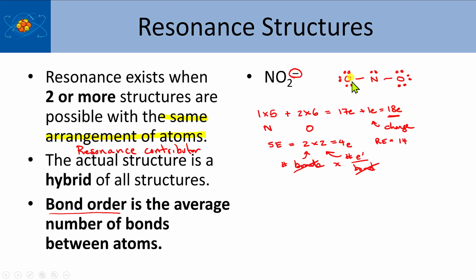Now when you check octets on this structure, what you'll find is the oxygens are happy, but the nitrogen is not. It only has 6: 2, 4, 6. So similar to how we dealt with nitrogen in N2, we're going to take electrons from an oxygen and place them as a bond in between the oxygen and the nitrogen. That'll allow the nitrogen to have an octet. It doesn't change the count total for the oxygen. So when I do that, I'll get one structure that looks like this.